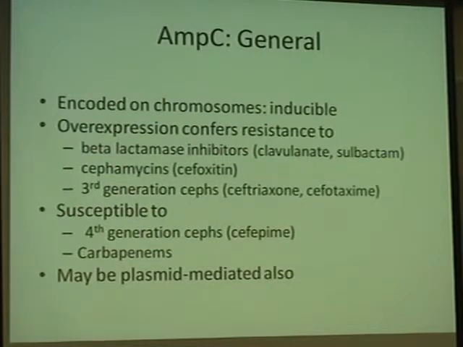Another one is AmpC. They are encoded on chromosomes, and they can be inducible. If they're inducible, they can suddenly appear and become extremely resistant. Overexpression can confer resistance to, again, these compounds, the beta-lactamase inhibitors, cefoxitin, and the third-generation cephalosporins. They are susceptible to the fourth-generation cephalosporins and the carbapenems. And they also may be plasmid mediated, which means that they can not only appear in one microorganism, but go to a totally different species. They can just share it around the table.